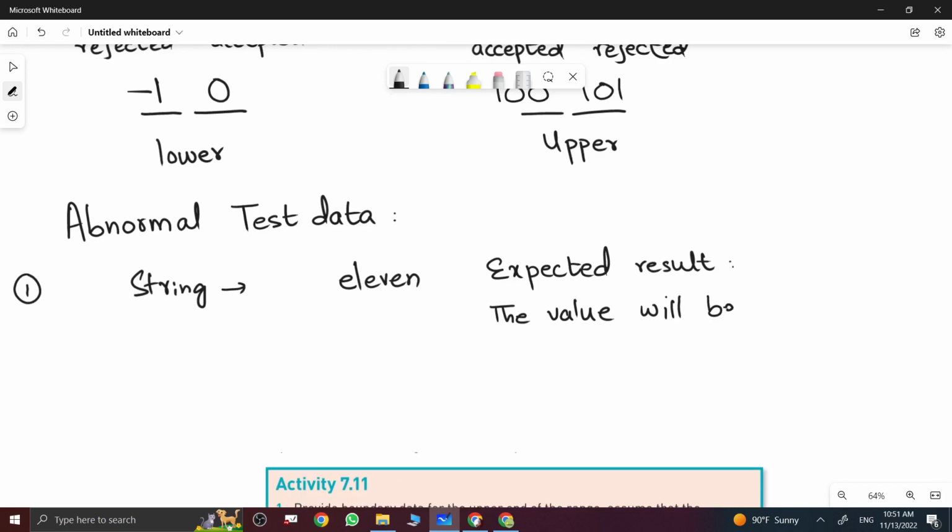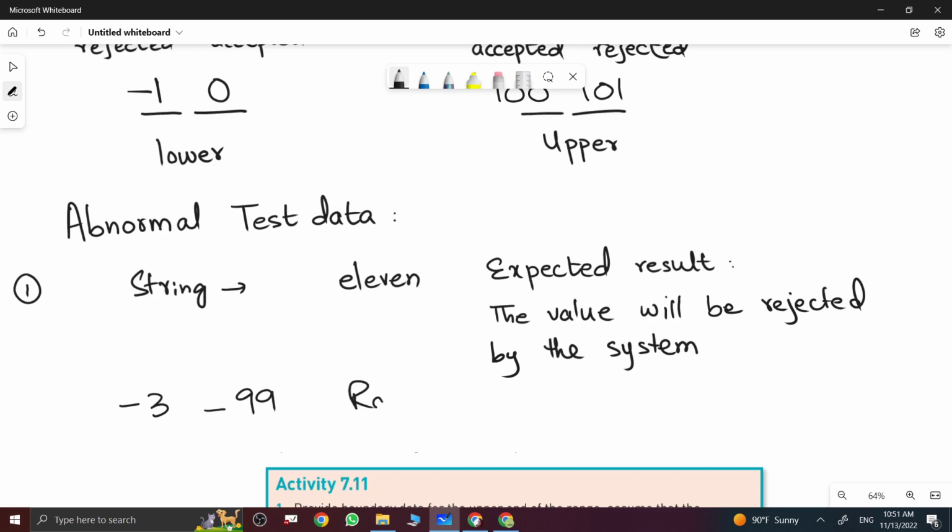The value will be rejected by the system. This will be your expected result. 11 in the form of a string will never be accepted by your algorithm. Other than that, no negative numbers will be accepted, like -3, -99. Why? Because this is going to violate the range check. Remember that the range is from 0 till 100 for all the percentage marks. So you cannot enter any negative number and you cannot enter any value greater than 100, like 200 or 301 and so on.